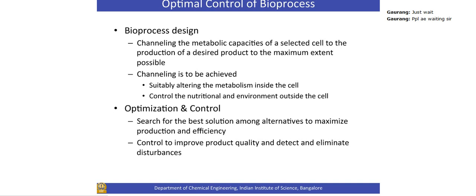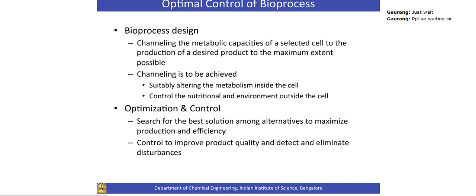The more traditional way of achieving this optimal channeling is to do it by controlling the nutritional and environmental conditions outside the cell, which in turn influences what is happening inside the cell. And this is where I will be focusing; my example will focus on this later in this talk.